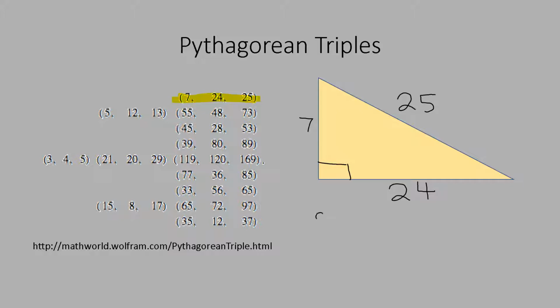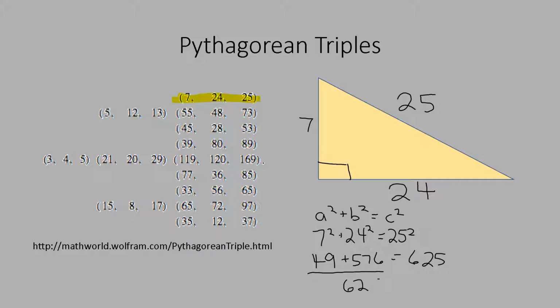So we are going to plug this into our formula, a squared plus b squared equals c squared. So we have 7 squared plus 24 squared equals 25 squared. Now 7 squared is equal to 49, and 24 squared is equal to 576. 25 squared is equal to 625. And once we add our left side of the equation, we will get 625, which is equal to 625, meaning that this is in fact a right triangle, and it is a Pythagorean triple. And that will work for any of these as long as you plug in the largest number to the C.